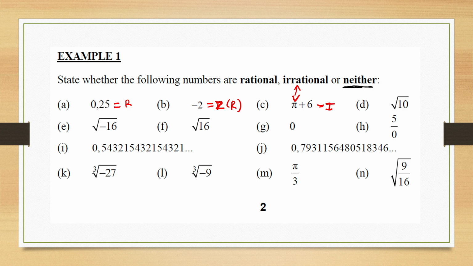Then when it comes to D, what do you think D is? D is irrational. Why irrational? Because this is a square root, and 10 is not a perfect square. So therefore D is irrational, because we said the square root of a number that is not a perfect square will always be an irrational number.